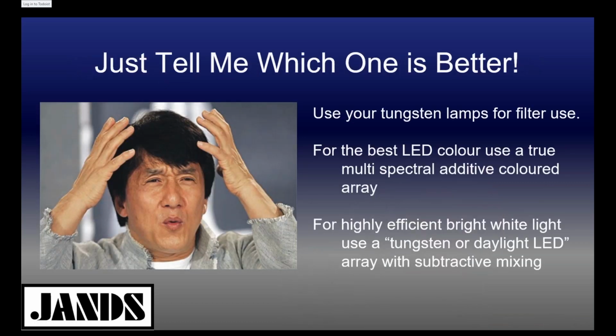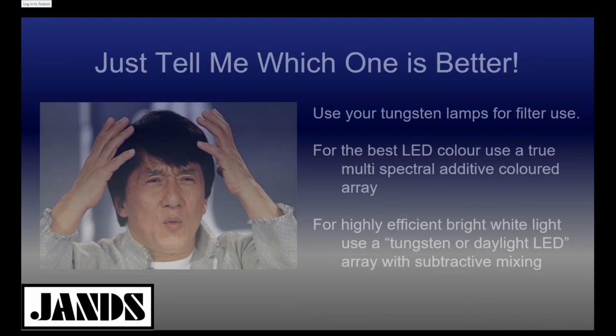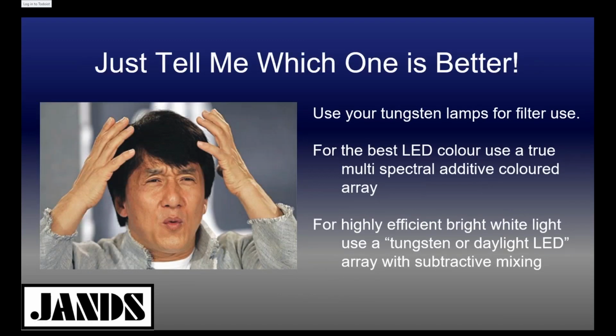So just tell me which one is better. Look, the answer here is it depends. I think we've sort of built that case over the course of this. Use your tungsten lamps for filter use, so going right back to the example of Iron Maiden from 1982. For the best LED color, use a true multi-spectral additive colored array. And for highly efficient bright white light, use a tungsten or daylight emulating LED array with subtractive mixing.